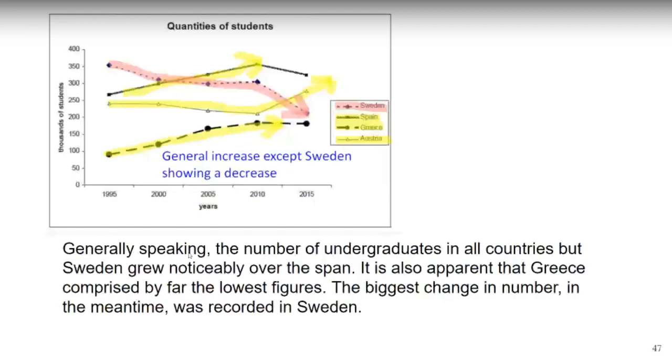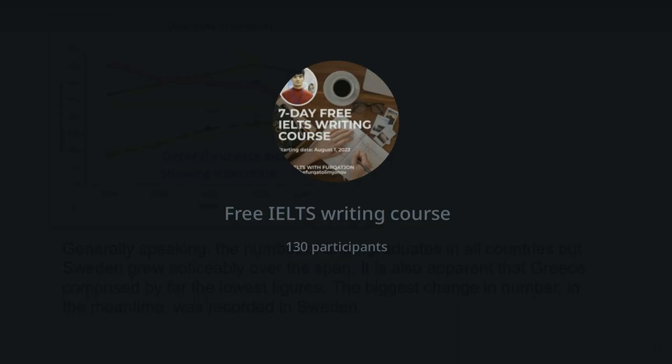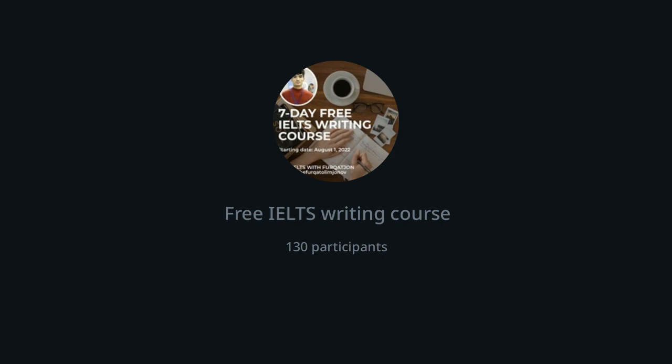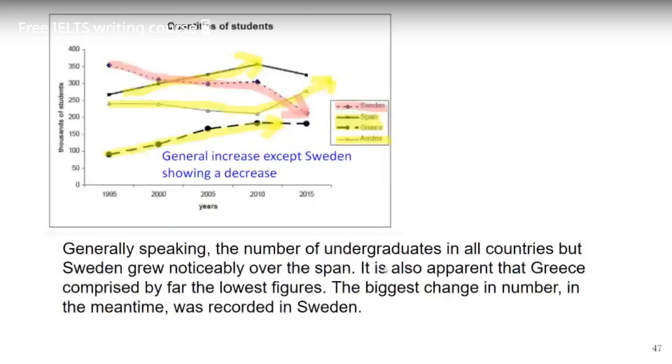So what about the other features? You can also talk about Greece. It's also apparent that Greece comprised by far the lowest figures. As you can see, Greece is showing the lowest figures. And number 2, you can also say the biggest change in number in the meantime was recorded in Sweden. As you can see, Sweden has the biggest change.